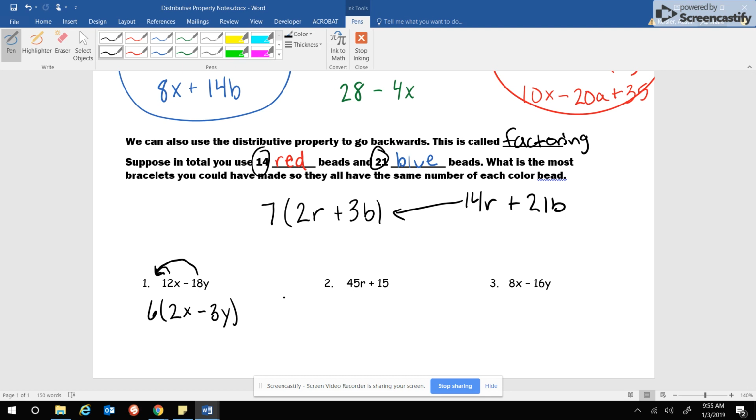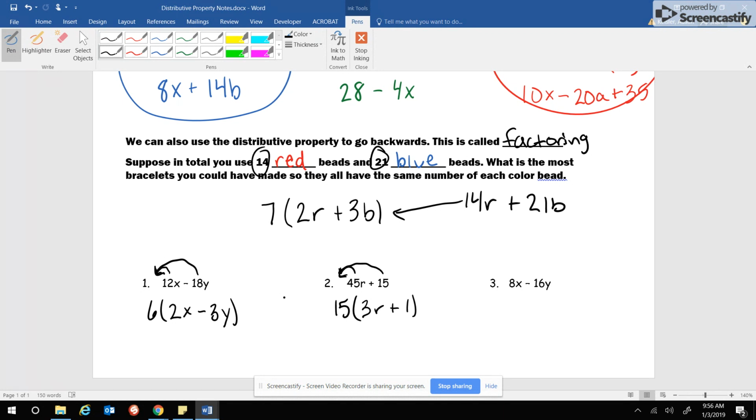Now on 2. 45r plus 15. Well, I know 15 is the biggest number that can go into both of those. 45 divided by 15 is 3. And I'm going to keep my r. Plus 15 divided by 15 is just 1. So I have 15 times 3r plus 1.